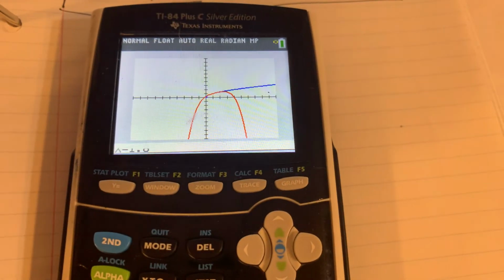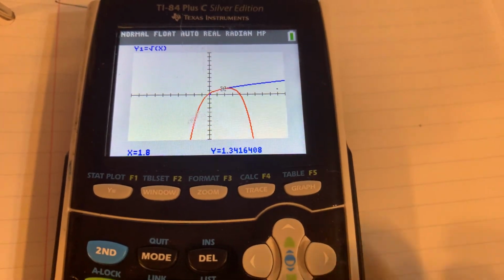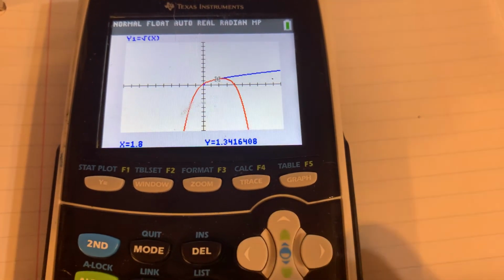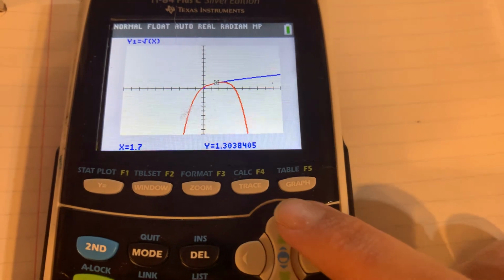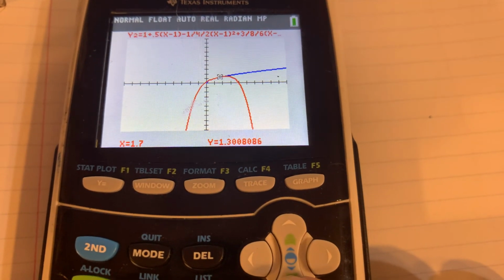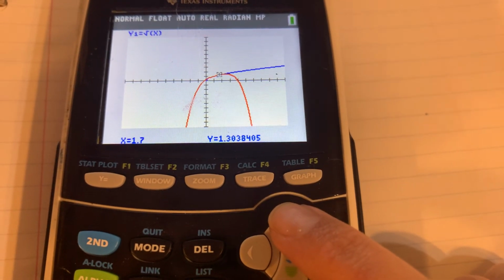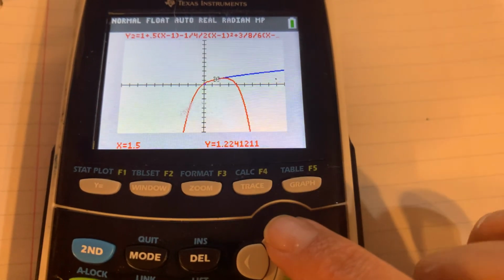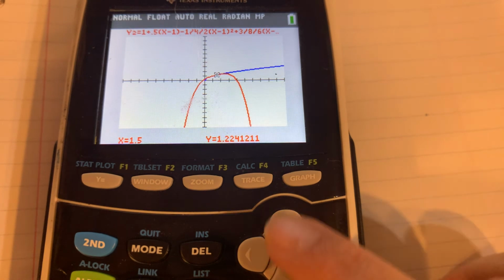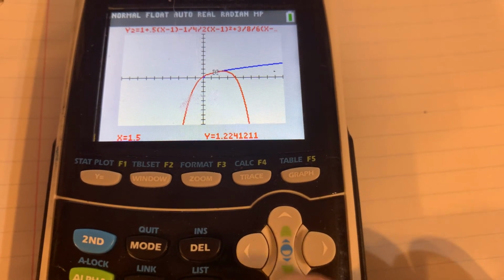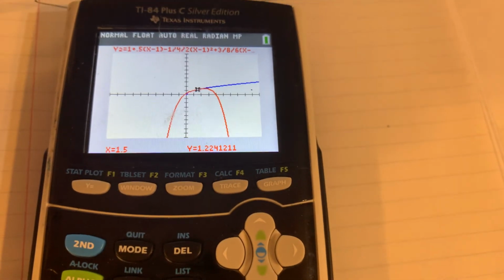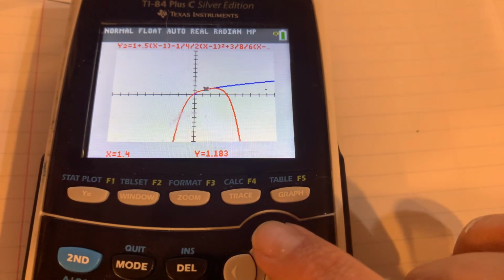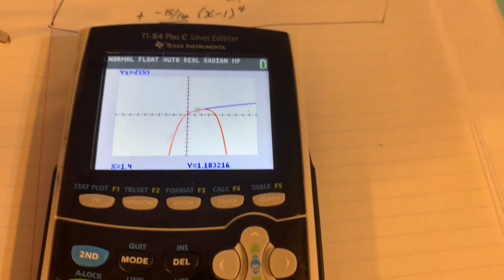Okay. That one. 1.336, 1.34. Okay. 1.303. There we go. Okay. Yeah. See? All right. That's it.